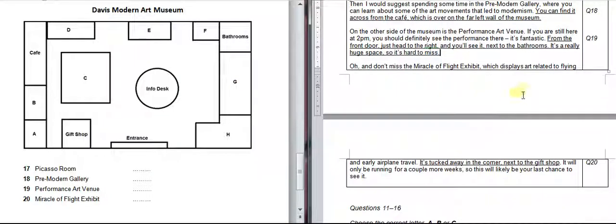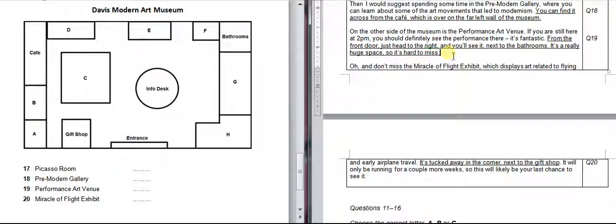And then the Miracle of Flight exhibit: it's tucked away in the corner next to the gift shop. So we have two corners here. Next to the gift shop must be A. So, Picasso Room, E. Pre-Modern Gallery, C. Performance Art Venue, G. And Miracle of Flight exhibit, A. So you can see that they are scattered, right?